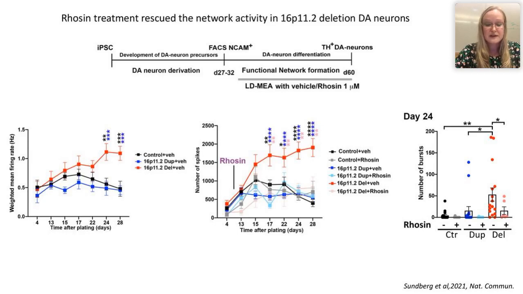We also quantified the number of spikes in these networks, and we were able to show that the rhosin treatment significantly reduced the number of spikes in the 16p deletion networks, shown here in pink, compared to the red population, shown here in the middle. And also, we were able to verify that the number of bursts could be reduced in the 16p deletion network after treatment with rhosin at day 24 of differentiation.